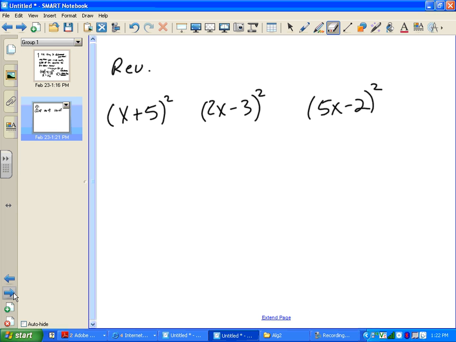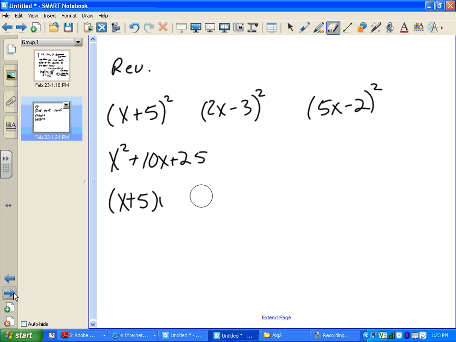But you remember our shortcut? The shortcut is we square the first term, then we do twice the product, then square the last. Twice the product would be 10x. 5 times x is 5x, and 5x doubled would be 10x. This is as opposed to doing it by saying x plus 5 times x plus 5 and FOILing it, because that takes about 3 steps, and I can just do it all in one.